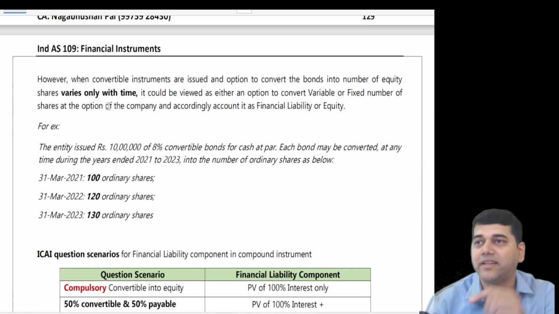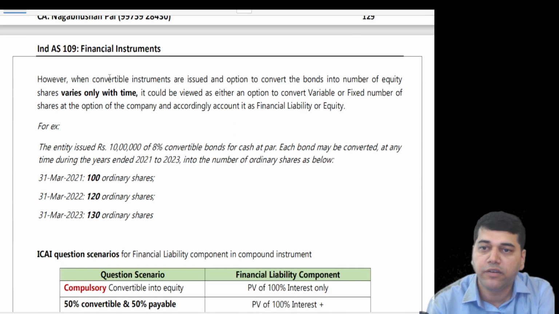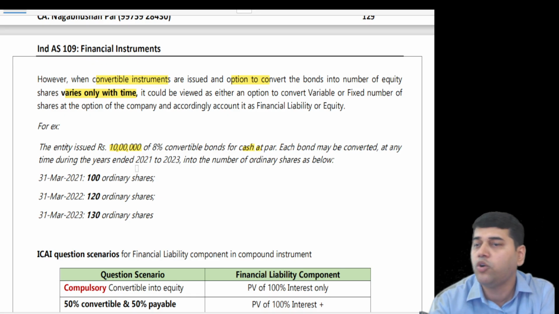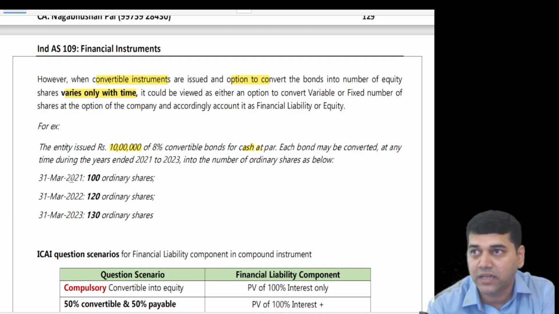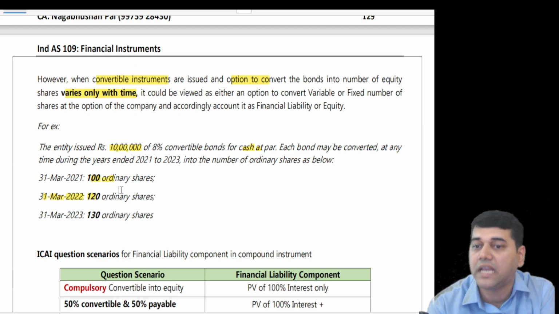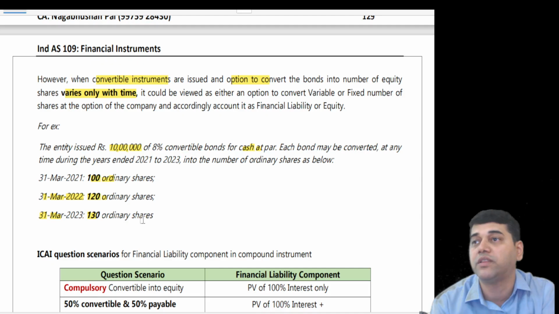Now I'll give you a case like this. Convertible instruments are issued where the option to convert the bond into equity only varies with time. That means I have issued you 10 lakh rupees of bonds at par, and you can convert into ordinary shares. Who? The holder. If you convert next year, I'll give you 100. If you convert in the second year, I'll give you 120. If you convert in the third year, I'll give you 130.